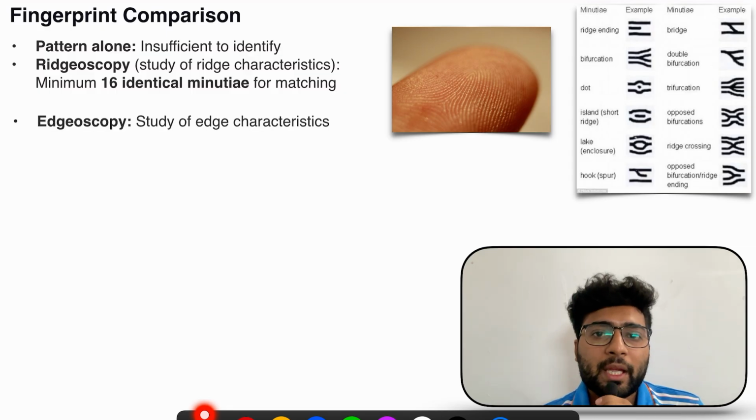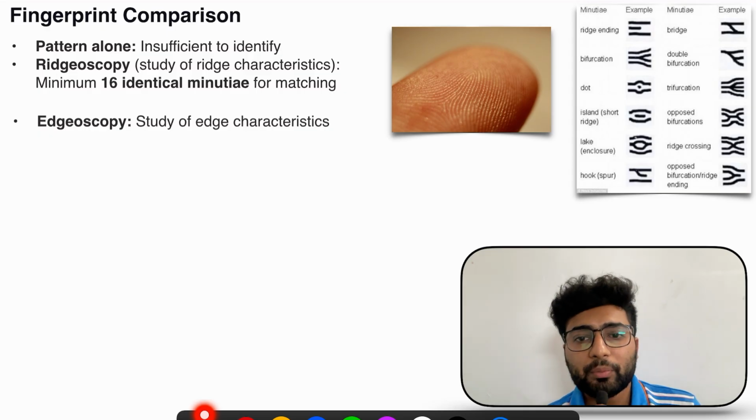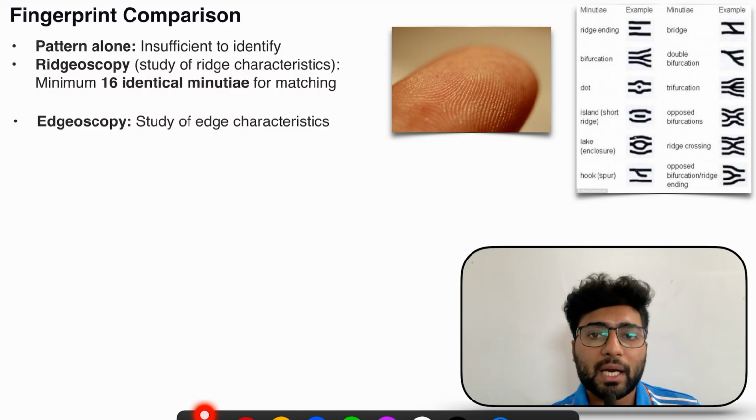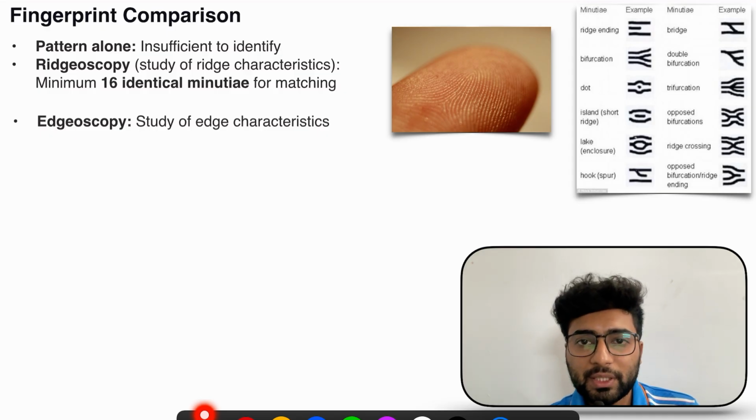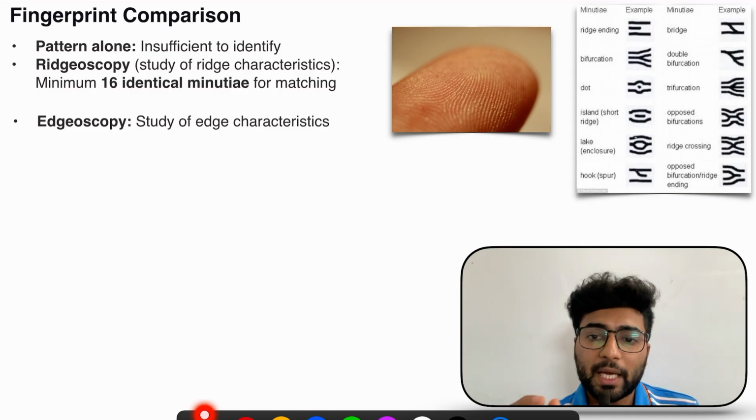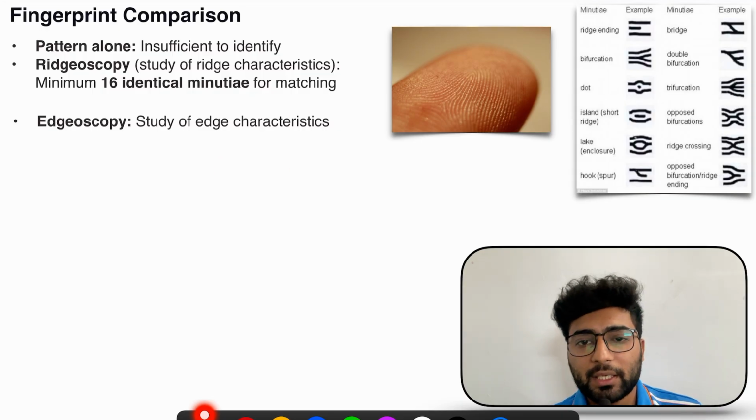Now first, and that is called what? Ridgeoscopy. Ridgeoscopy is matching the identical minutiae. Second is edgeoscopy. How these minutiae or how these papillary ridges are ending. We see this ending or edges. If edges are the same, then we can say that okay, the two fingerprints are the same. So edgeoscopy is the study of edge characteristics.